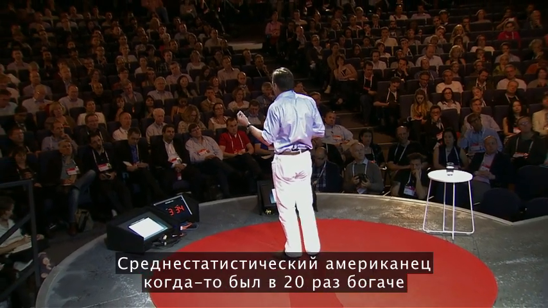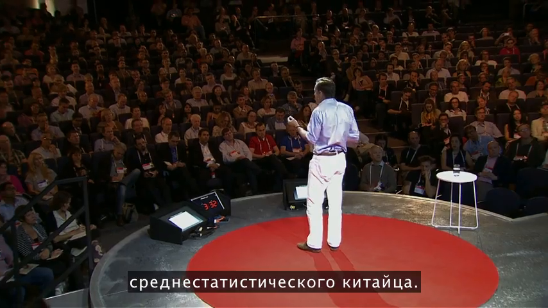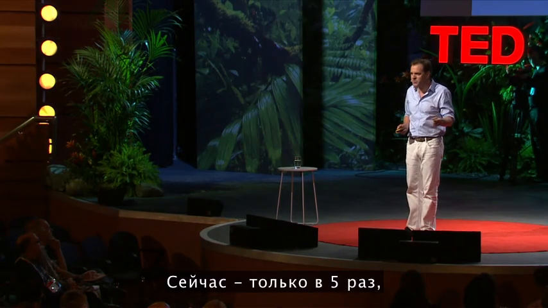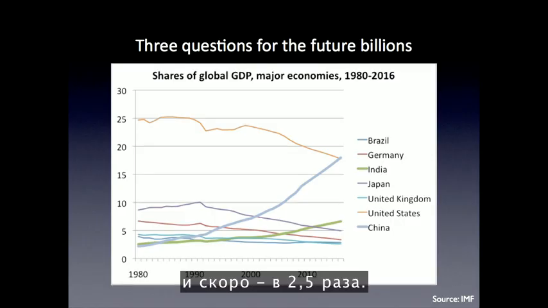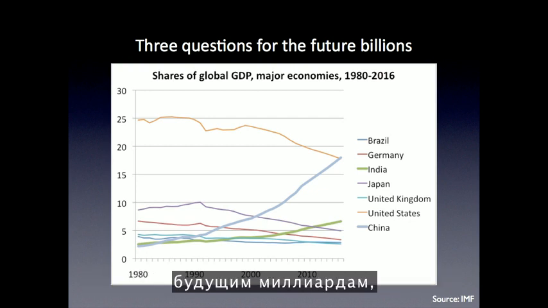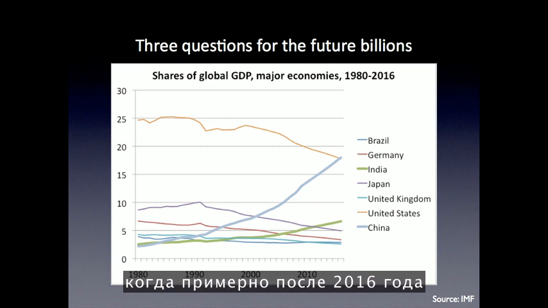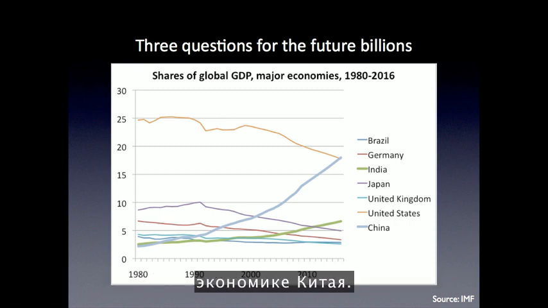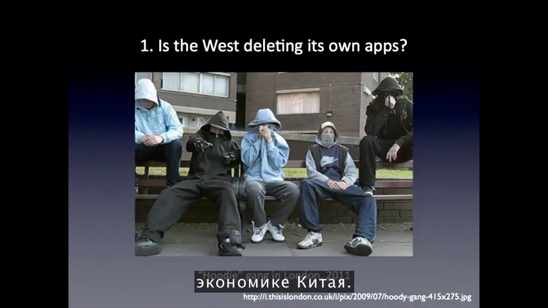The average American used to be more than 20 times richer than the average Chinese. Now it's just 5 times, and soon it will be 2.5 times. So I want to end with 3 questions for the future billions. Just ahead of 2016, when the United States will lose its place as number one economy to China.